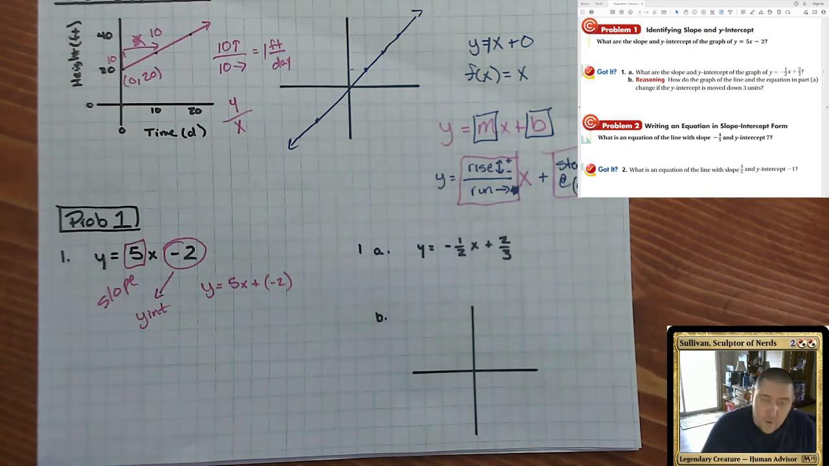It's just tell me what are in those two spots. So pause it and answer the questions there for 1a and 1b. And hopefully you did that.